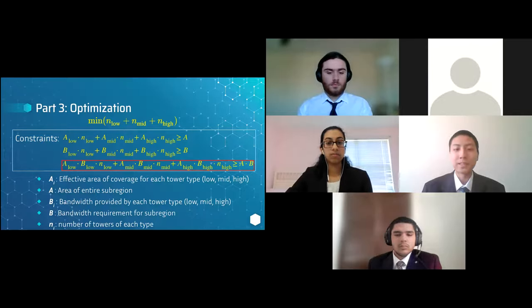Within these three constraints, numerical values for the variable A and the variables B_i were in the data provided. Dithya will now discuss how we calculated the effective areas A_i and the necessary bandwidth B.